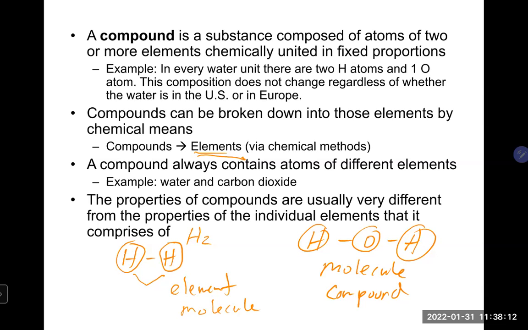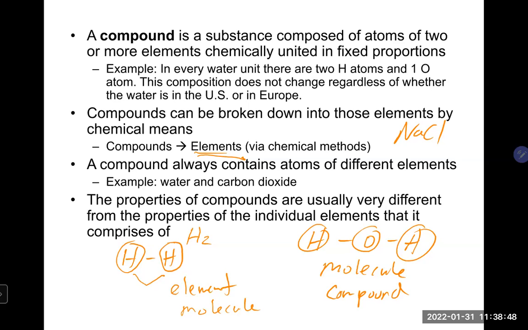Now, the properties of compounds are usually very, very different from the properties of the individual elements that make them up. So for example, let's talk about an ionic compound, something like sodium chloride, like salt. Sodium is sodium metal, which is a very soft gray silver type metal. And chlorine is Cl2, which is a toxic poison green gas. Through the miracle of chemistry, when they come together, they make salt, right?